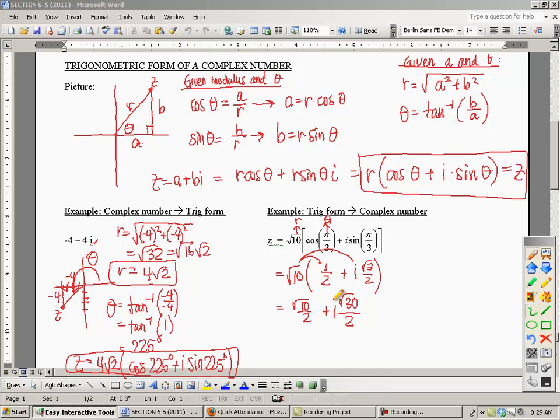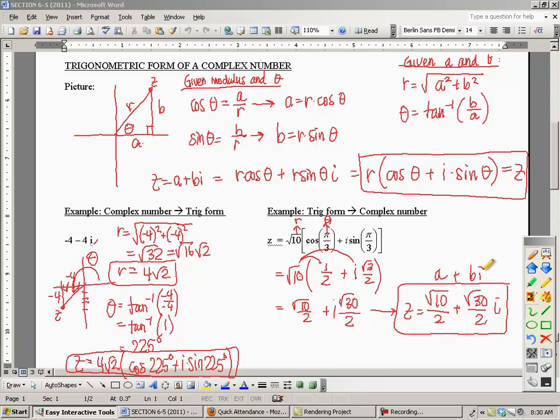Okay, now I don't want to write my I in front. Let's change this a second. So my complex number is the square root of 10 over 2 plus the square root of 30 over 2 with an I. And again, I want the I to come second. Normally we write it in front of the square root, but I want the I to come second because this is A plus BI form. Okay, so keep that in mind.